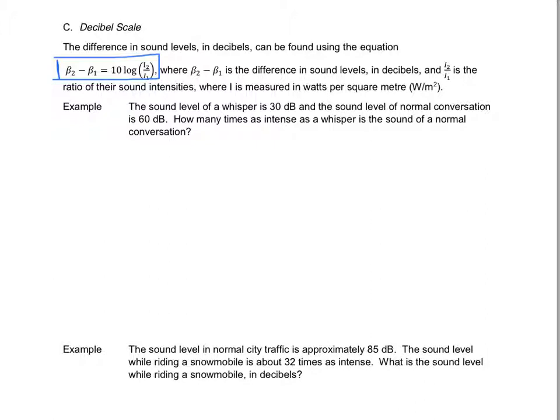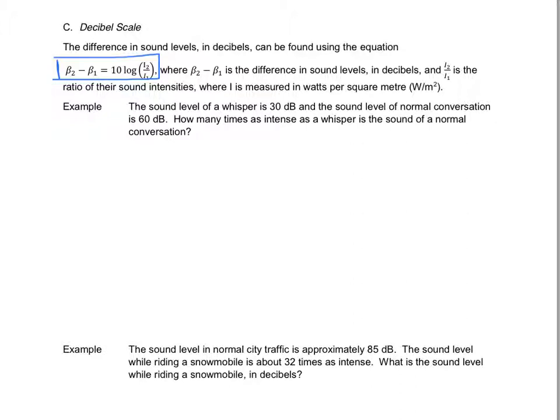So another scale that we sometimes use logarithms with is the decibel scale. The decibel scale refers to the intensity of sound. That's typically how we measure how loud something is. In this formula, B2 minus B1 is the difference in sound levels in decibels, and I2 over I1 is the ratio of their sound intensities. Intensity here is measured in watts per square meter.